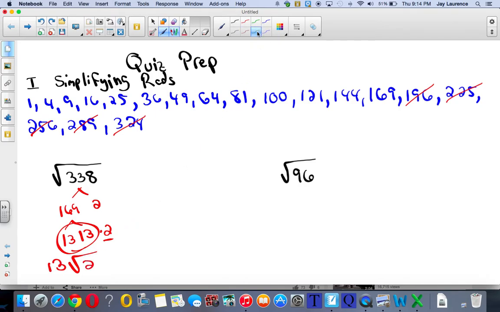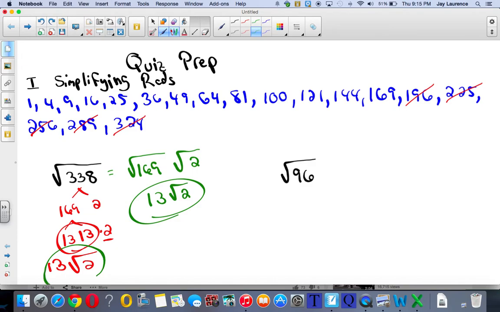Or I could have thought about it this way. I could think about it as the square root of 169, or the rad of 169 times the rad of 2, just right from there. The rad of 169 is 13. We don't know the rad of 2. It's an irrational number. And notice I get the same number either way. I don't care how you think about it as long as you can get the right answer. Notice I'm not touching a calculator.